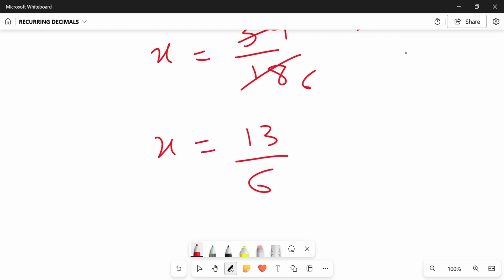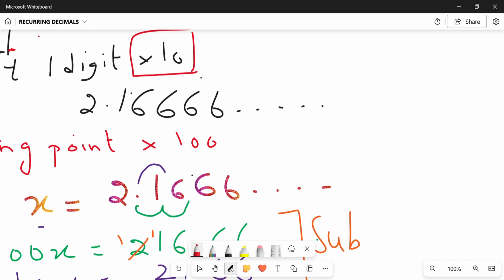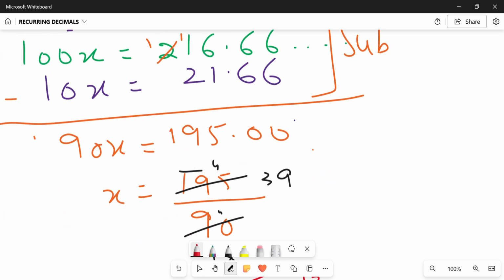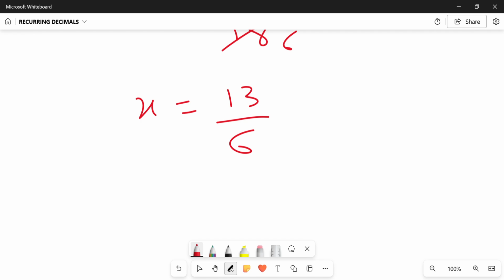When I divide this with the calculator, press 13 and then divide by 6. It gives you the answer 2.16666. This answer will come again. That was the question, 2.16666. So this is how we are converting recurring decimals into fractions.